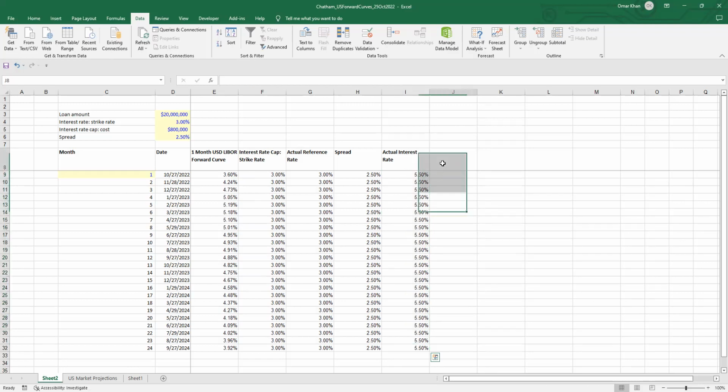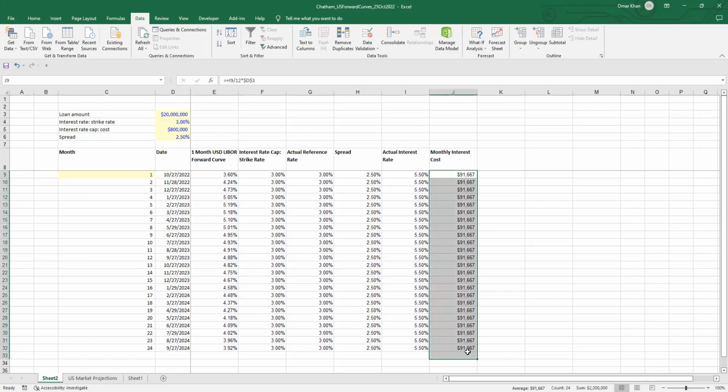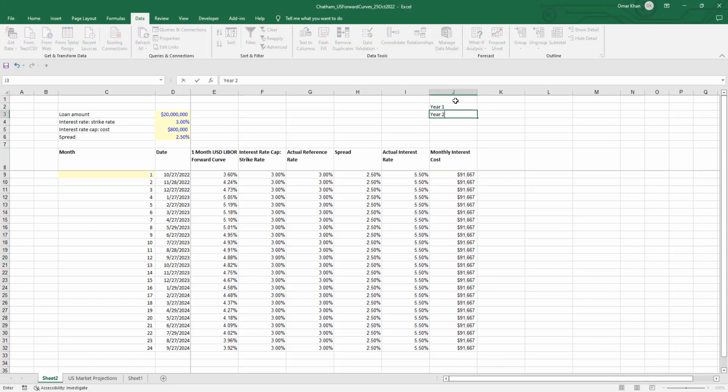So what is the monthly interest cost? Let's do this. So we'll go 5.5% divided by 12, because we want to find the monthly, times $20 million. We anchor it. Now we know basically that every month in this particular scenario, based on this strike rate and this spread, our monthly debt servicing cost is going to be this much. So let's just do a check. Year 1, year 2, how much are these costs going to cost us? Total and error check. Always good to have an error check, okay?